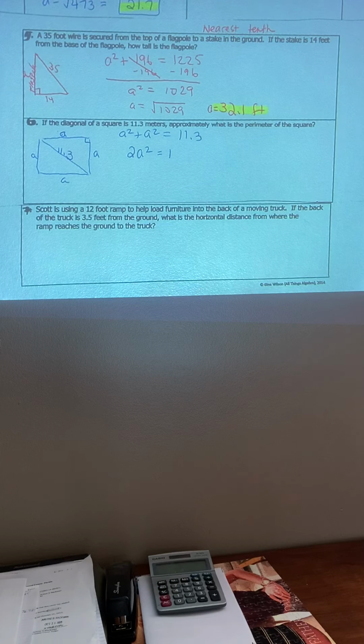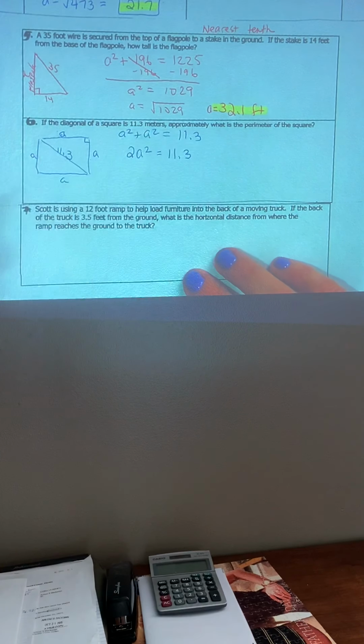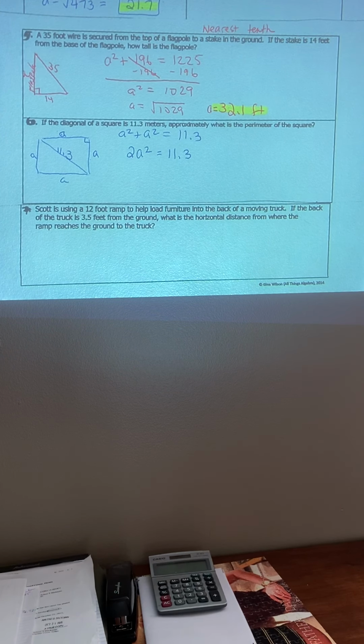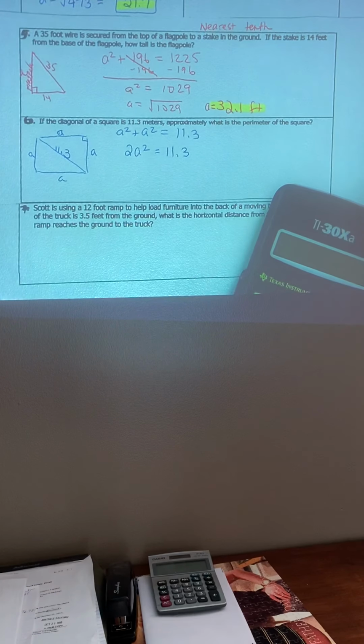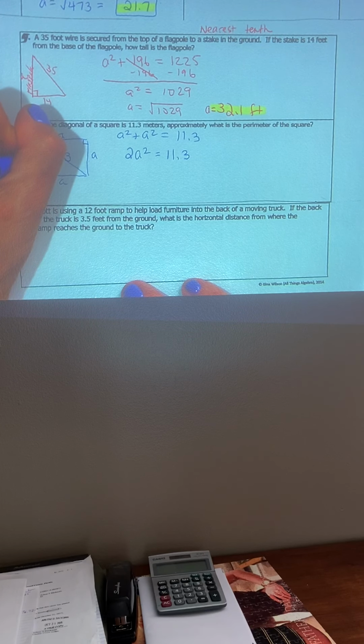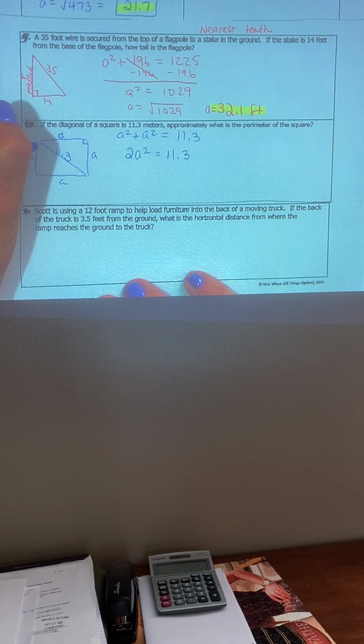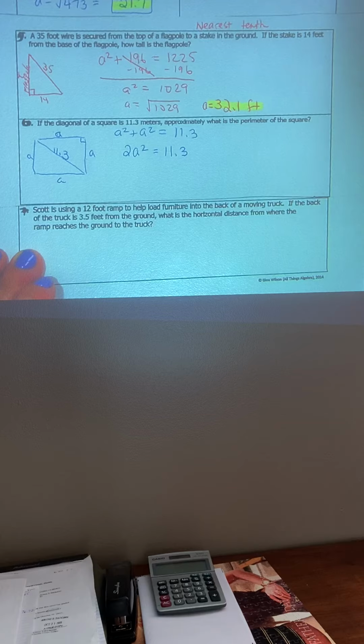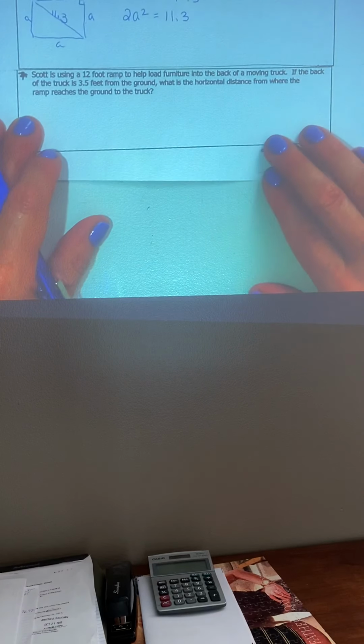Okay, so that's 2A squared, that's A squared and A squared equals 11.3 squared. You need to square 11.3. Equals 127.63. No, hold on a minute. Oh, I messed that up. I'm going to come back to that. Scratch that one, guys, because I messed that up. Let's go to the last one.